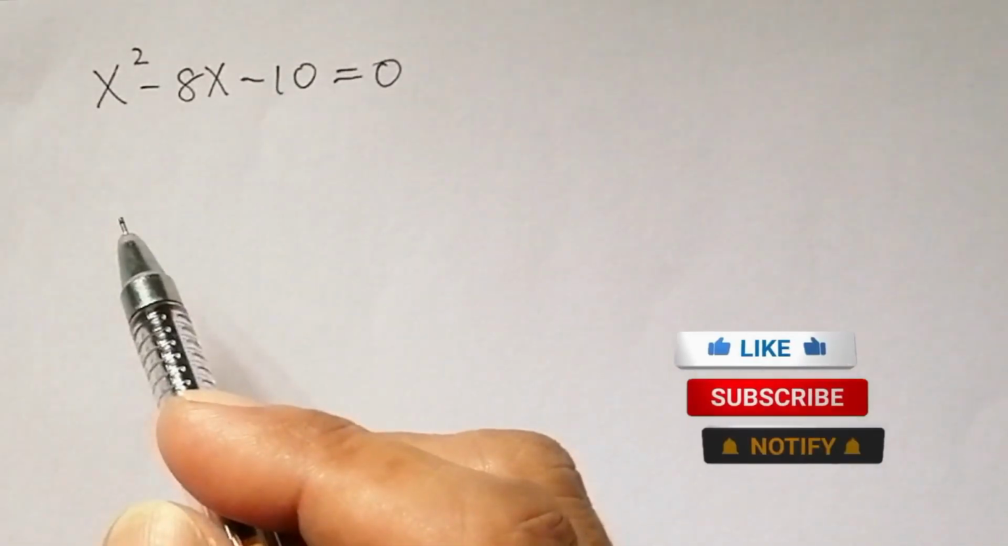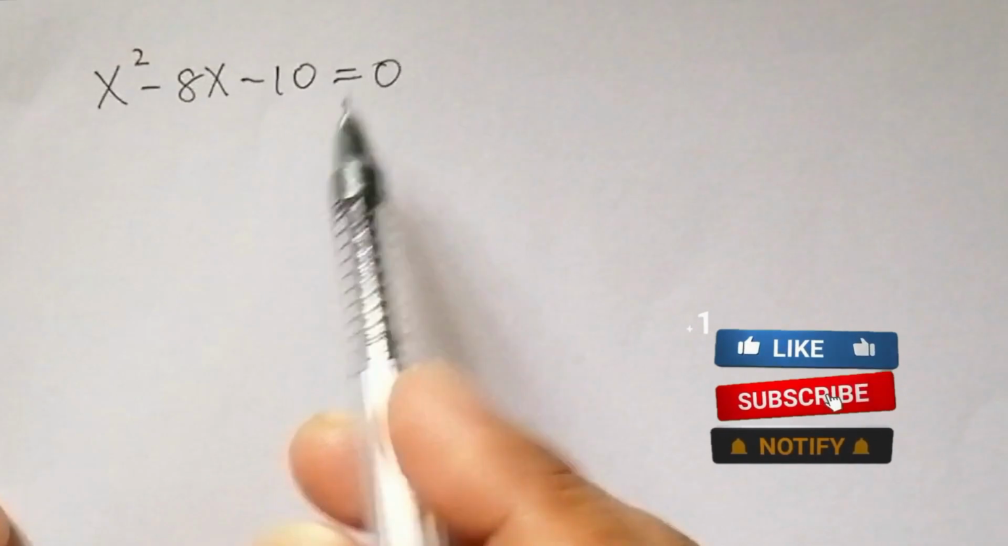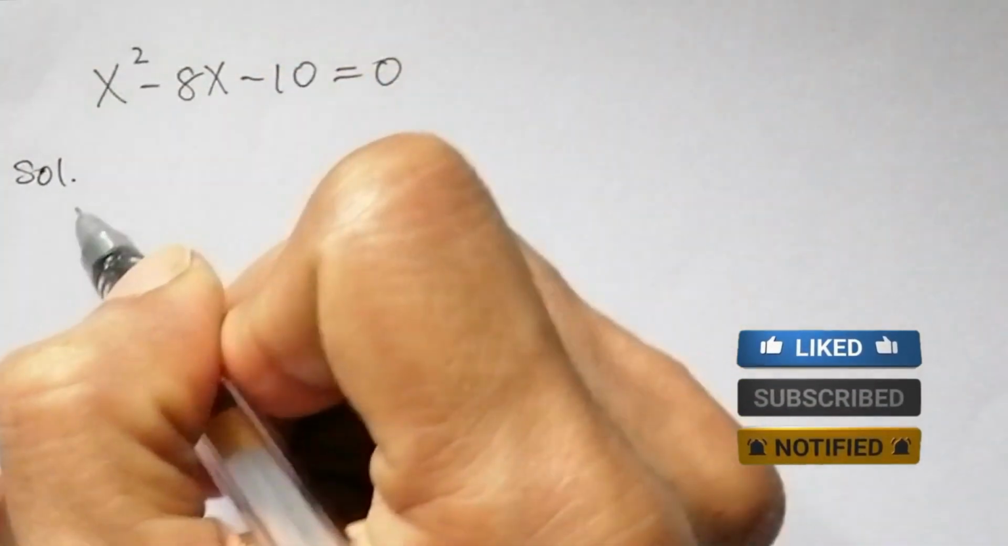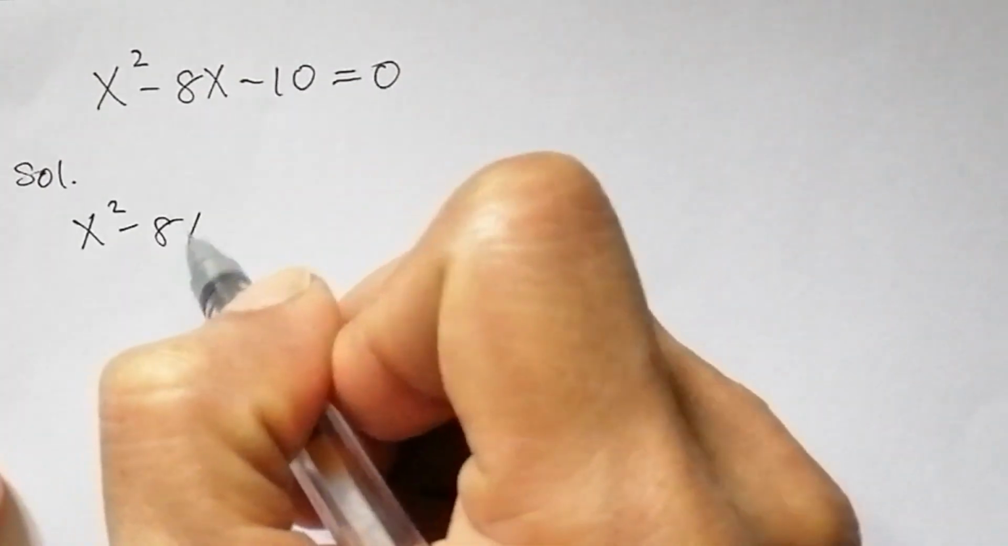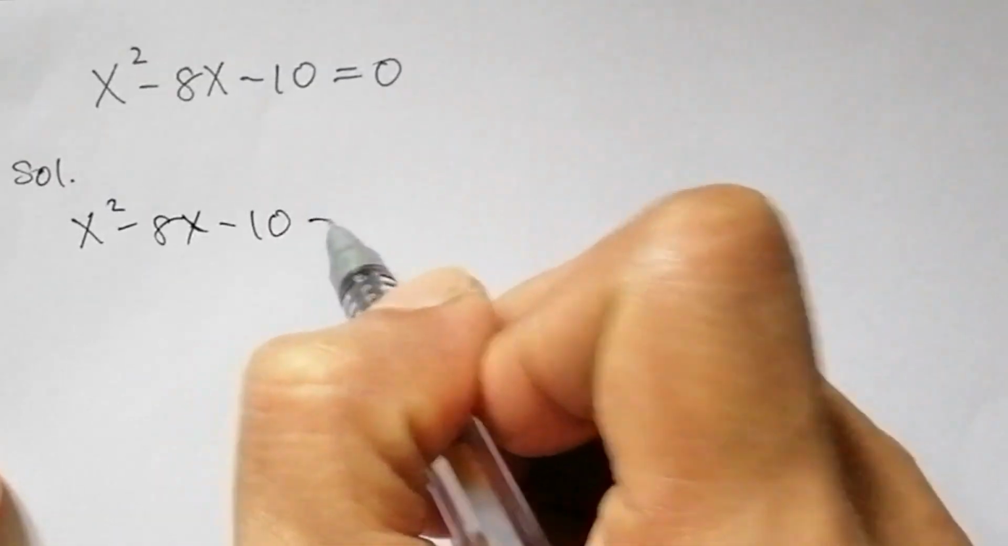Hello guys, here is the quadratic equation to be solved. We have x squared minus 8x minus 10 is equal to 0. Okay, solution. Go ahead and rewrite the given equation.